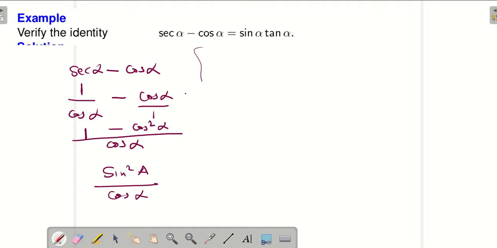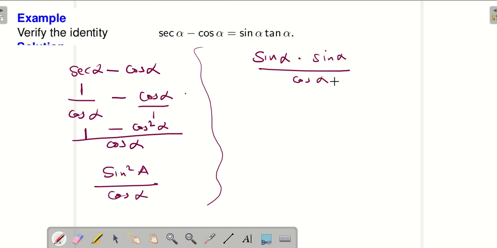Now when we get to this point, we can split it into 2. Sine squared alpha means sine alpha times another sine alpha, then all over cos alpha. Now let's take note that if you have, for example, 1 times 2 all over 3, it is the same as writing it 1 over 3 times 2, or you can even write it as 1 times 2 over 3.